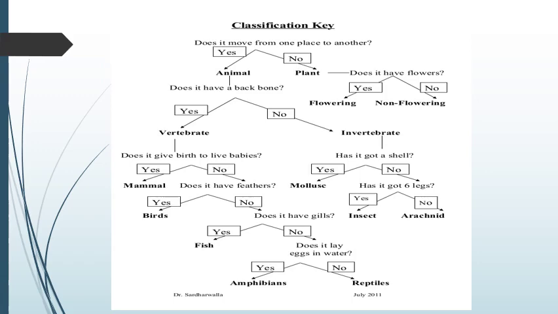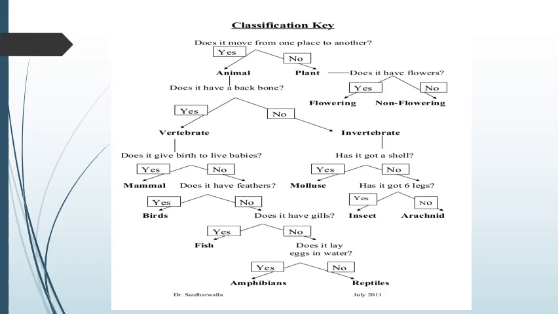So first of all, imagine that you have found a sample and you want to identify it, to find out which class it belongs to, what its characteristics are, and so on. So first of all, the first possible option we have: does it move from one place to another? If your specimen is movable, it can move from one place to another, then it must be an animal. And if it can't move, then it will be a plant. In the case of a plant, the next possible option is: does it have flowers?